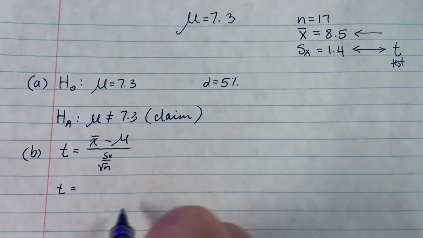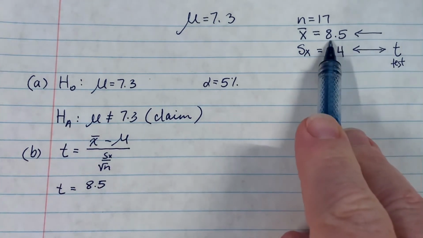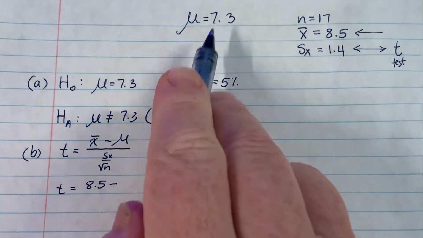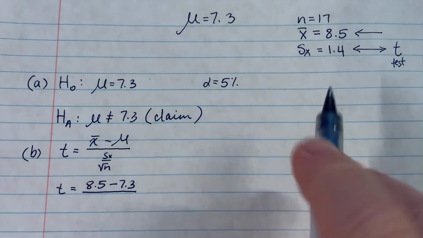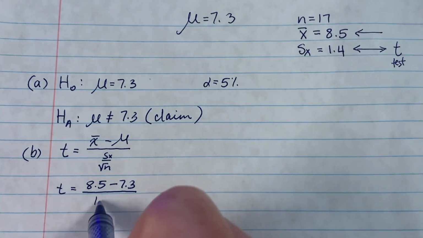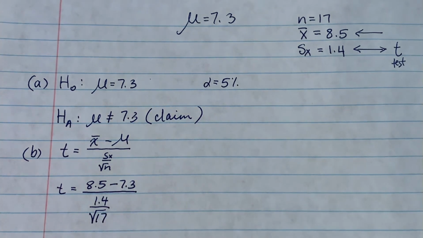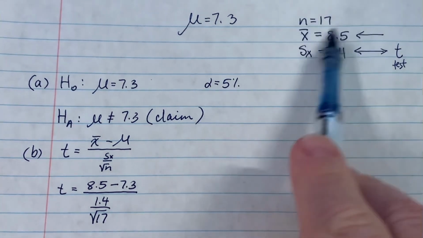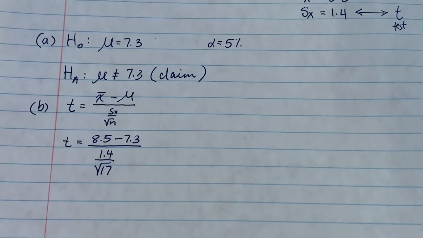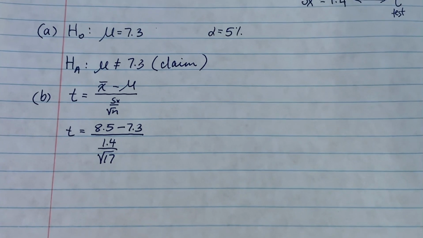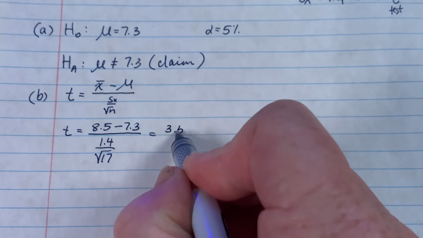So my t is going to be 8.5, as these college students on average slept 8.5, minus the population mean, 7.3. Now I divide that by my standard deviation, 1.4, divided by the square root of 17 because the sample size was 17. Let's put this into a calculator. Pause if you need to. We should come up with 3.53.